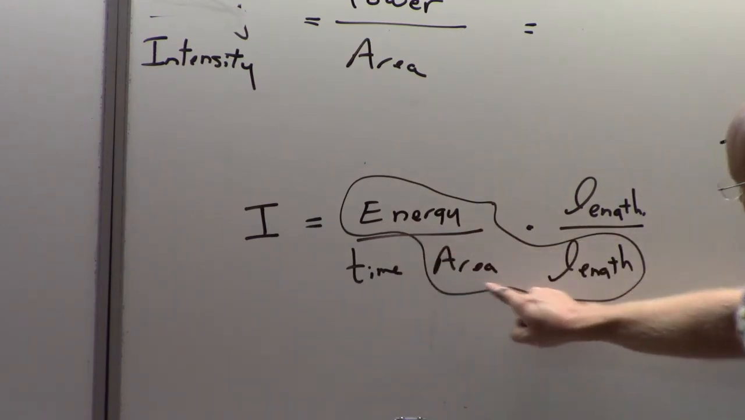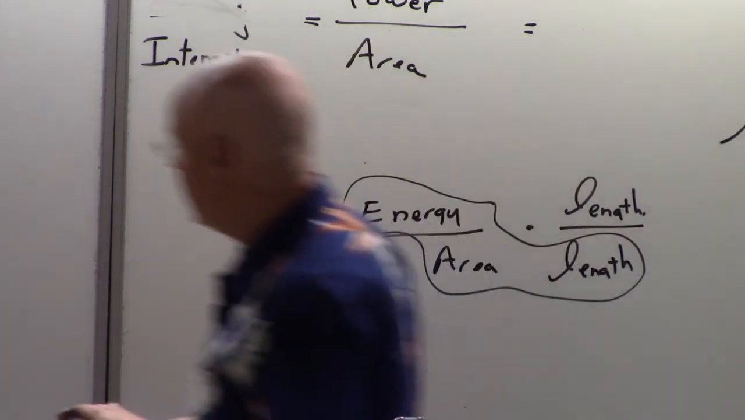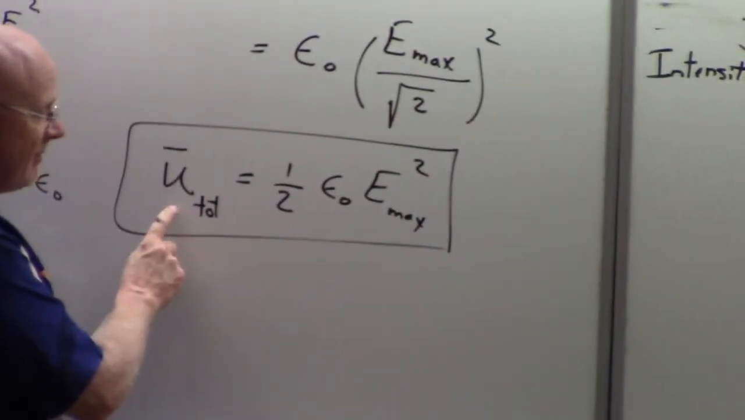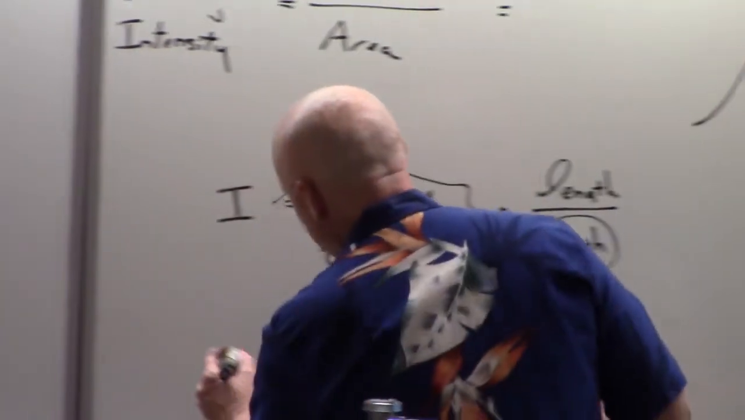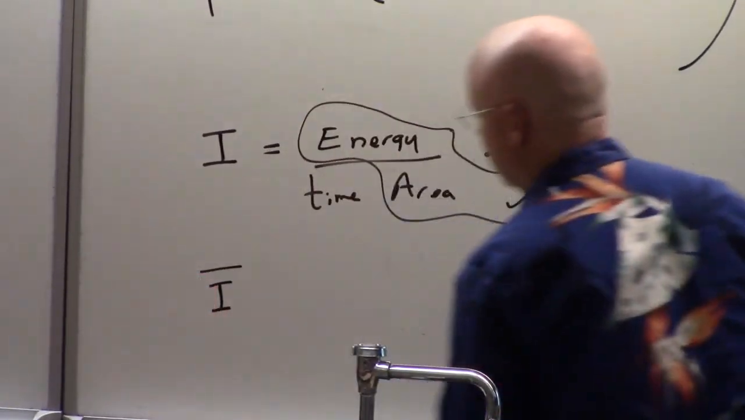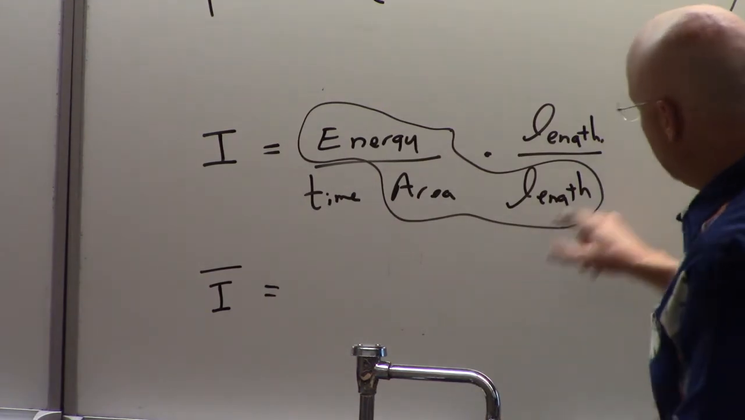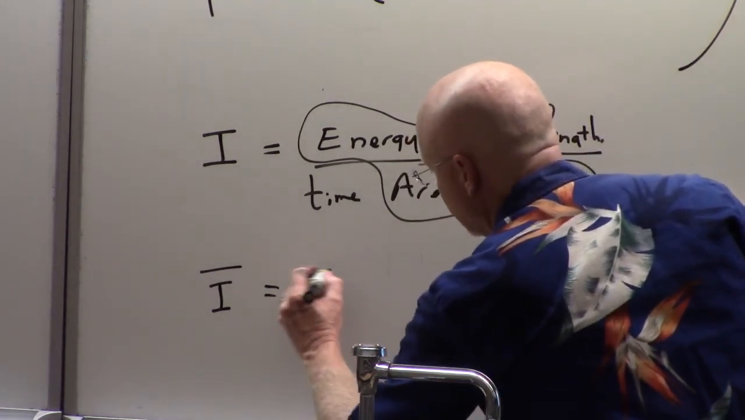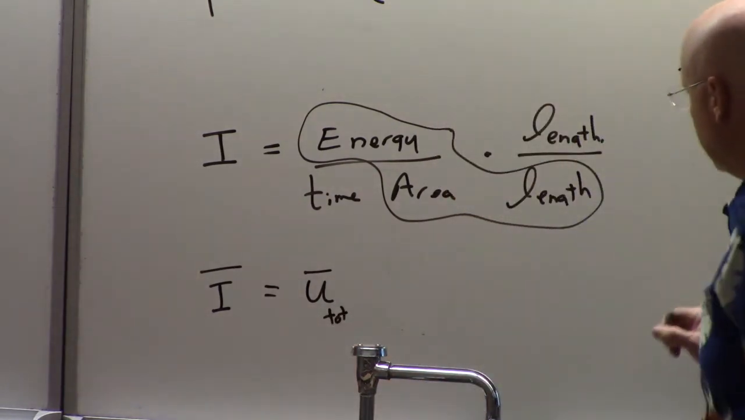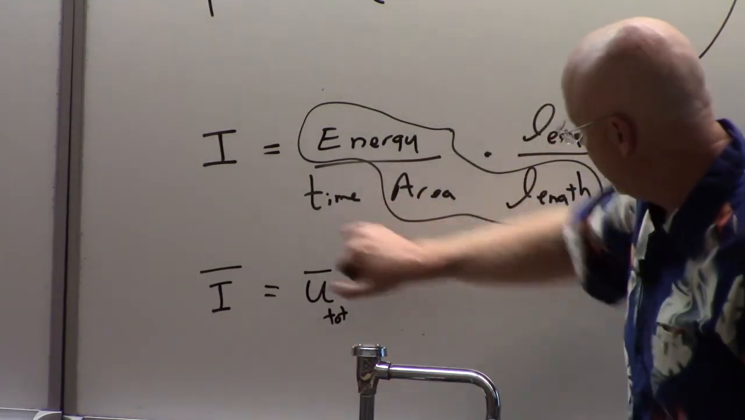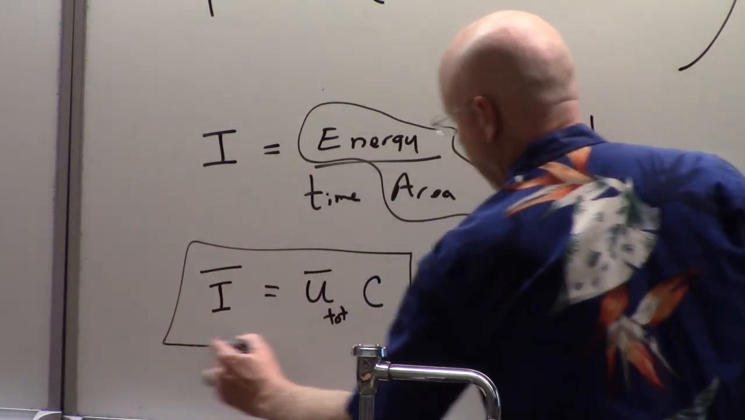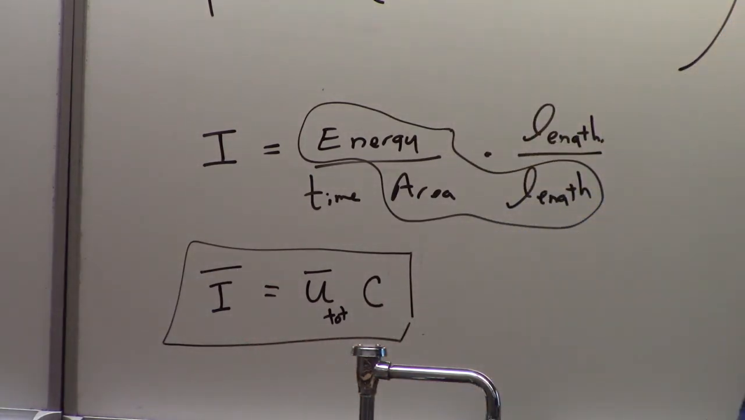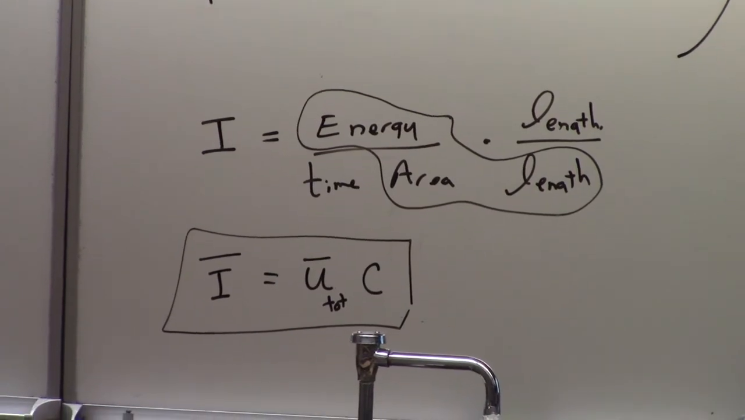Let me group this together and pause. This is energy per volume. It's the whole reason I did this. This is the energy density, although this is the average. So I could write this as the average intensity is then equal to the average total energy density. And the other two, length per time, is their speed. And that answers this question.